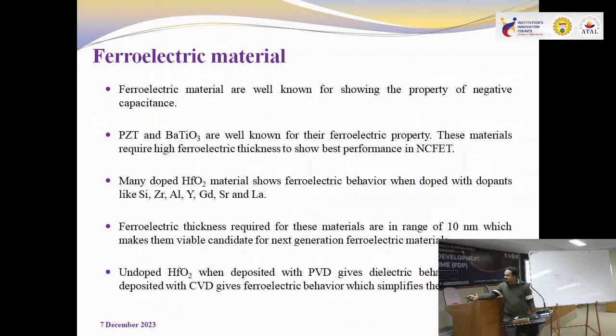So after this, some research went on and many doped HfO2 materials came into the picture. These materials are known for providing the property of negative capacitance. Many materials are there: silicon doped HfO2, aluminum doped HfO2, yttrium doped HfO2. These materials actually provide the property of negative capacitance.